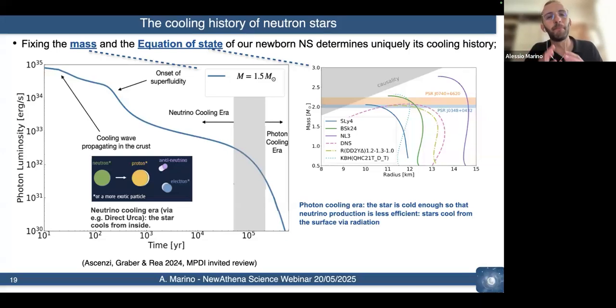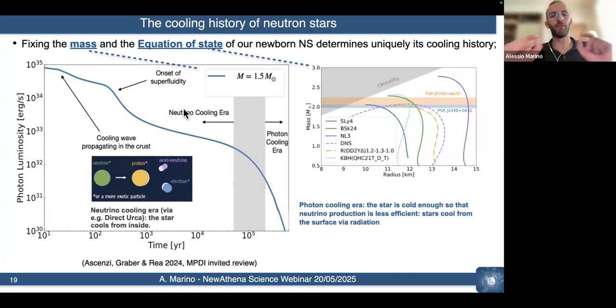Now, the neutrino cooling is much dependent on the temperature of the neutron star, because you need to have very hot cores in order to activate these neutrino releasing processes. Therefore, neutrino cooling dominates until the neutron star is about 10^5 years old. This is called the neutrino cooling era, while the photon cooling era dominates afterwards.